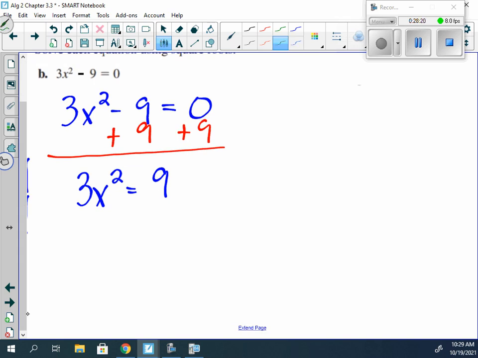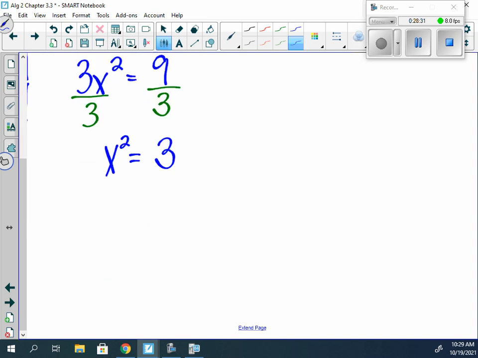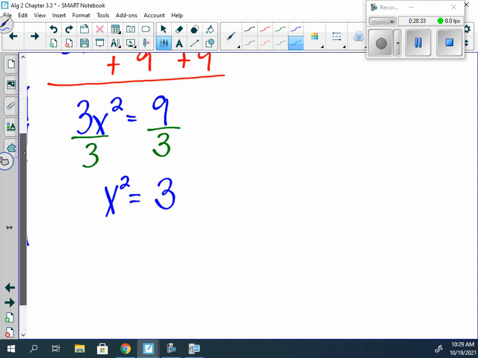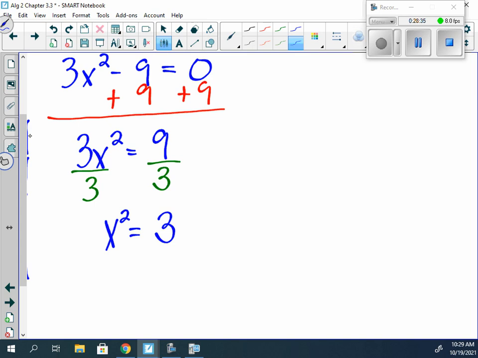What can we do next? Divide by 3, which tells us that x squared is equal to 3. Any questions on how we got to the fact that x squared equals 3? What would we do next? Square root both sides. Now the square root of x squared equals plus or minus.